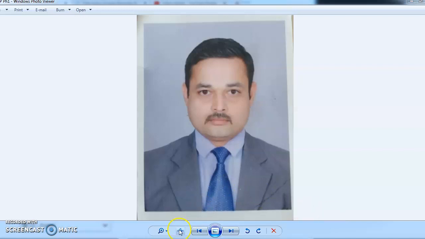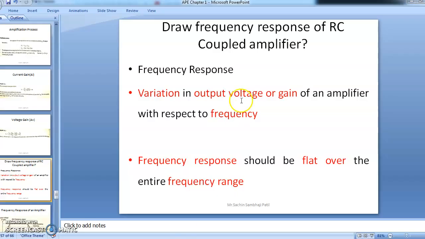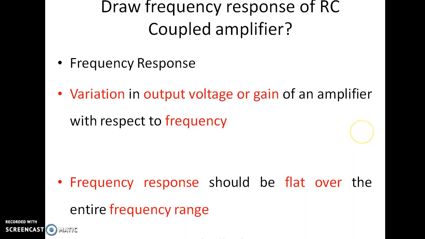In this session, we are going to see the frequency response of RC coupled amplifier. Okay, so we'll see in detail. The question is: draw the frequency response of RC coupled amplifier. So what should be the answer? We need to write the answer to this question.